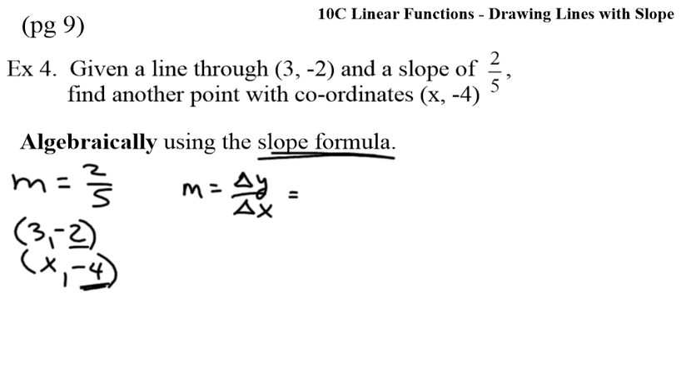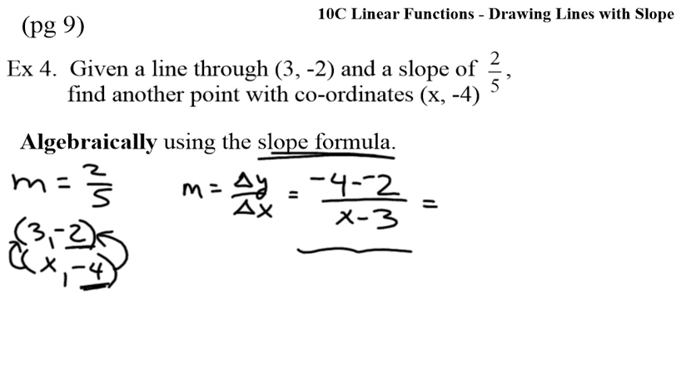Well, what are we going to do? -4 minus -2. That's what I'm using for my change in y's. What would I do for my change in x's? Well, if I'm going to go -4 minus -2, I need to go x minus 3. And that calculation should equal my slope of 2 over 5.